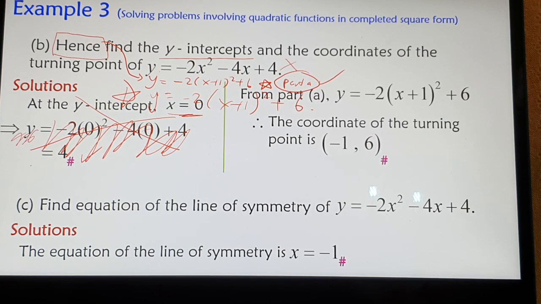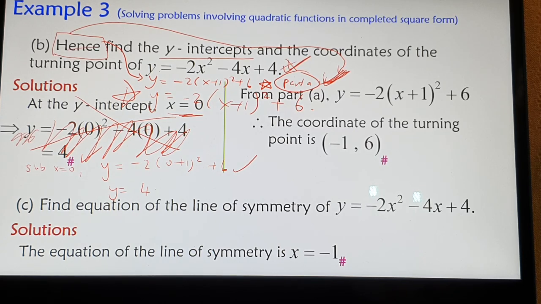Okay? So you sub x equals 0, you will get answer 4. Then you say, "Same lah, same answer. Why so troublesome must use this? Why must use this?" Okay, I'm telling you, because of this word "hence". Alright? If they didn't say "hence", you can use this, no problem.